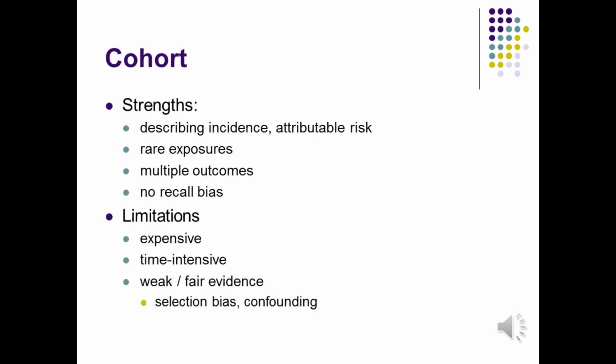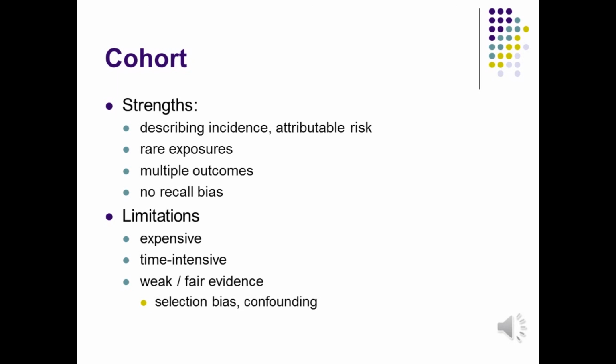There are strengths. This is a higher degree of evidence than the case control study where you're looking back in time. Strengths are describing the incidence. You can get a rate out of this. You can find out how often smokers develop lung cancer. You can calculate an attributable risk, which is how much of the lung cancer is explained by the smoking. You can look at rare exposures. So if there's an outcome that you expect has rare exposures, you find people with those exposures. That's how you identify them, and then you follow them forward in time. You can also look at multiple outcomes.